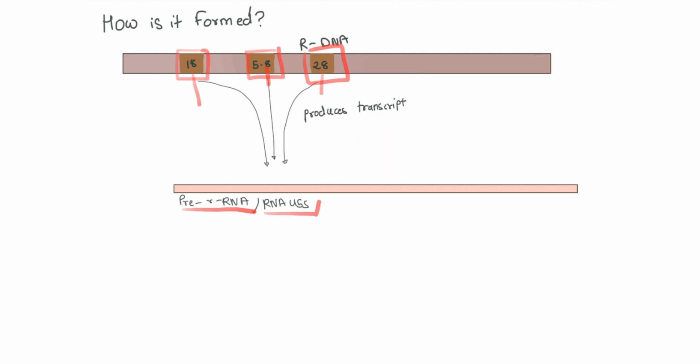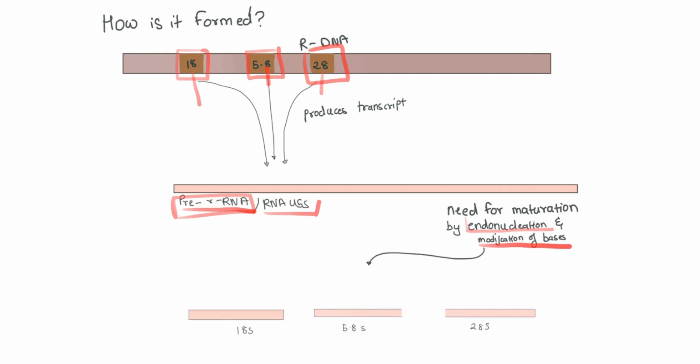Now, this pre-rRNA undergoes further maturation, and maturation is promoted by endonucleation and also by the modification of the bases that are found in the RNA. Modification and endonucleation lead to the formation of the pre-rRNA subunits, namely the 18S subunit, the 5.8S subunit, and then the 28S subunit. But the process does not really stop here.